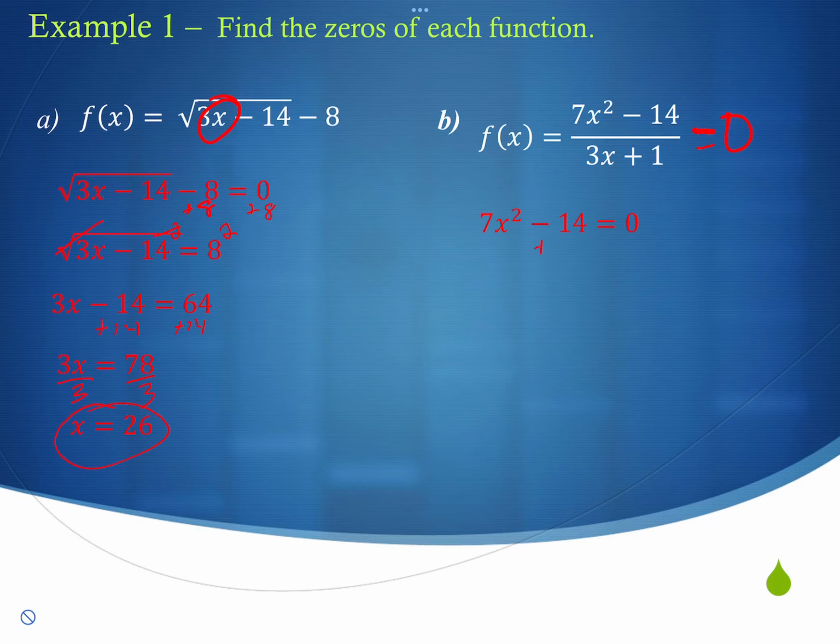So here I would add the 14 over. So 7x squared equals 14. Divide by 7, x squared equals 2. Then remember we square root this and put the plus or minus. I cannot simplify the square root of 2, so my answer would just be x equals plus or minus radical 2. If it's on WebAssign, you would have to write it as radical 2 and negative radical 2. Remember, you can't do plus and minus in WebAssign.